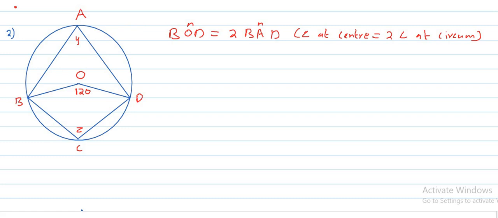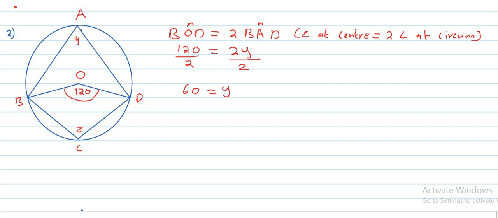So we are given our angle BOD, which is this angle, to be 120. Then we substitute: 120 will be equal to twice angle BAD, the side is Y, twice Y. Then we divide both sides by 2. 120 divided by 2, we get 60. 60 will be equal to Y.